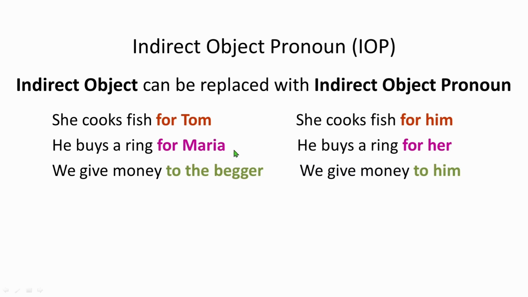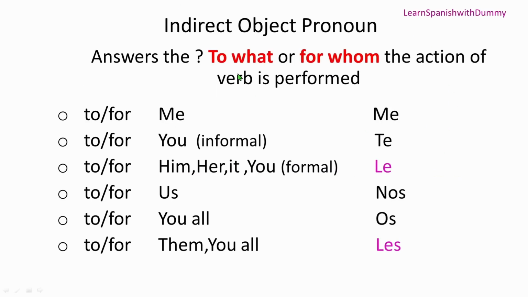Okay, now one more thing. How can we know this is indirect object pronoun and this is indirect object? It is by knowing that before the indirect object there is always for or there is always to. Okay, so those are the signs that it is indirect object, and that's it all. Let's move ahead. Alright, so now here we're going to see the indirect object pronouns in Spanish.